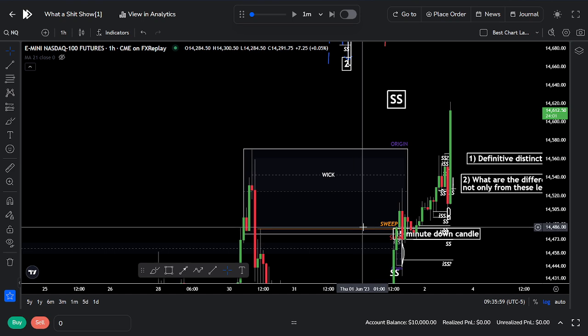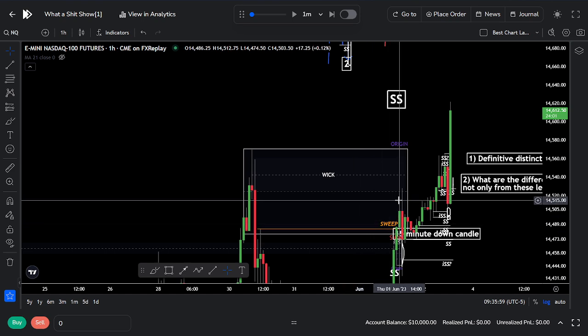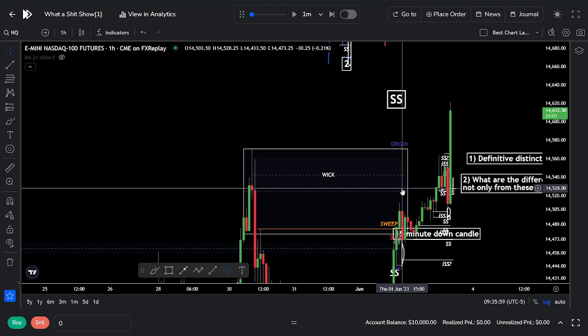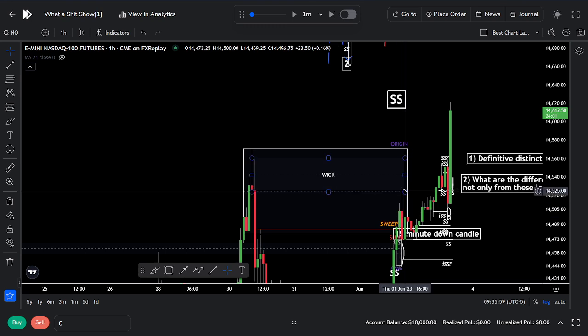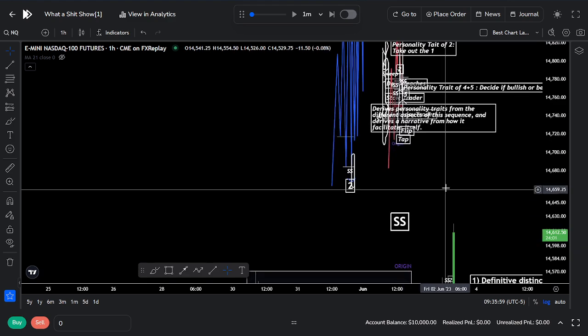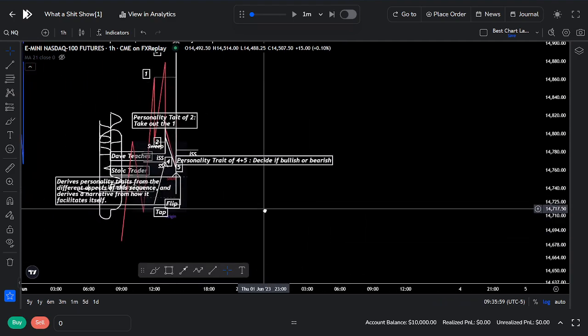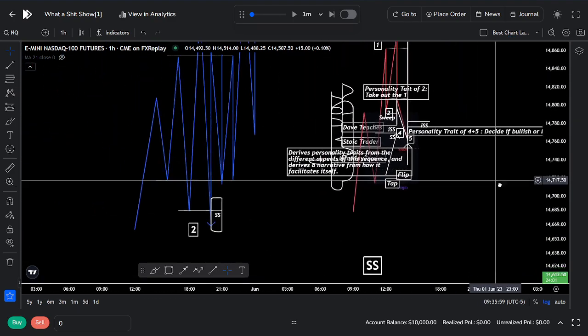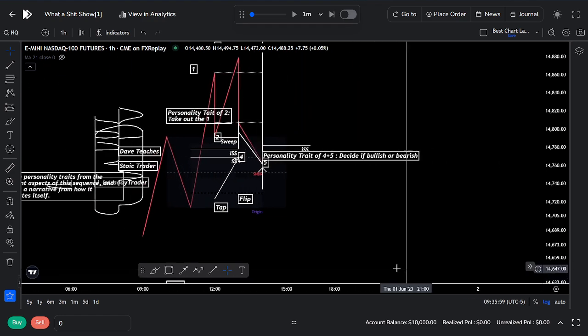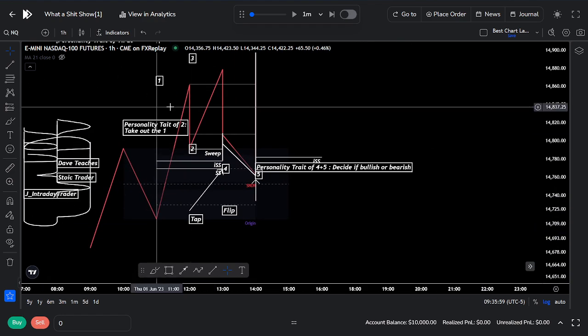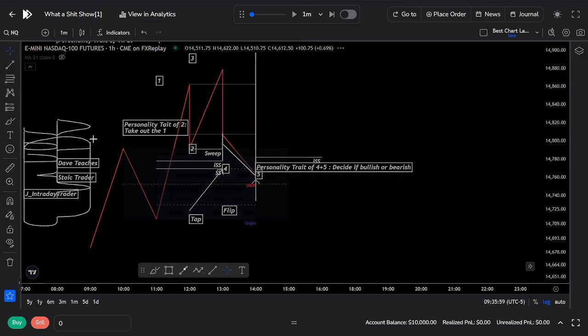We have the sweep here, the tap here, and the flip at the 50% of the area. And this is in reference to Dave's main model. He talks about it frequently, so I'm not leaking any information here. When I say this, oh snap.